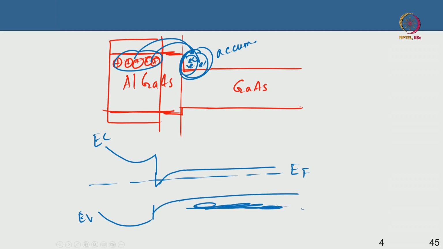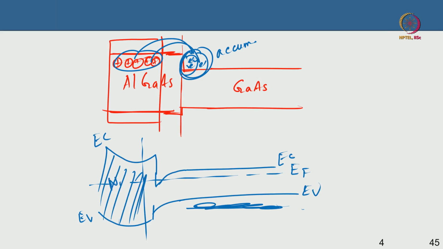Okay. This will bend inwards. This is your EV, this is your EC. So, it has bent inwards. This part is n-type doped, say some 10 to the power 17 per centimeter cube, 2 into 10 to the power 17, 3 into 10 to the power 17, something like that.